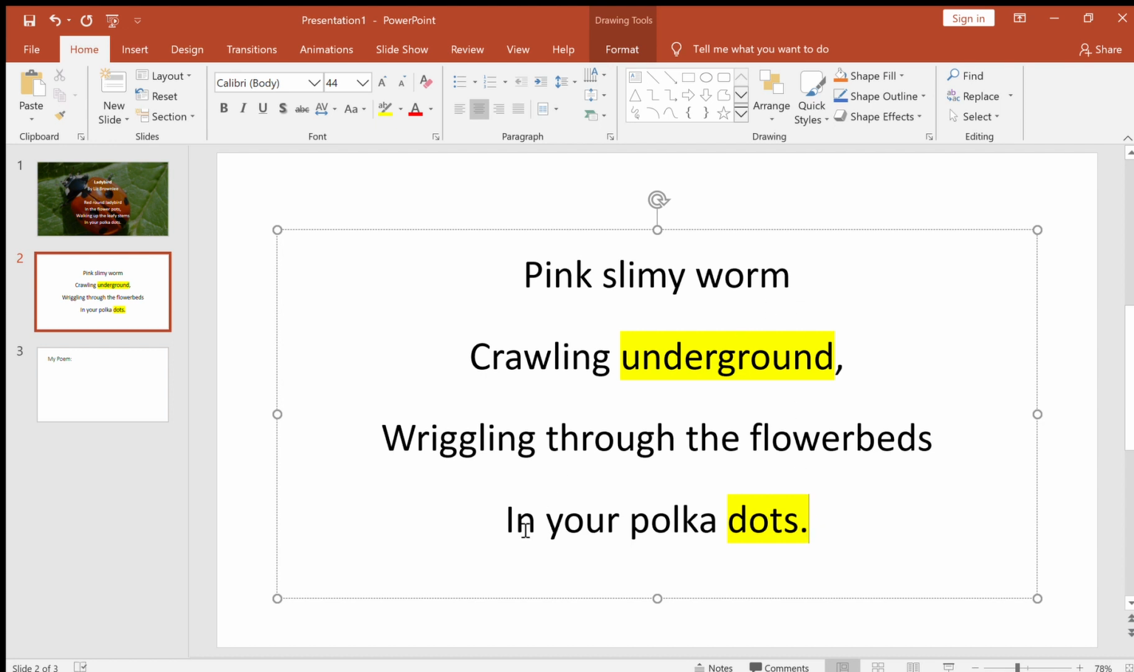Pink slimy worm, crawling underground, wriggling through the flower beds, something, something, and a word that rhymes with ground. I might put, because worms do have a lot of predators, birds love eating worms, so I'm going to say, hoping he's not found.